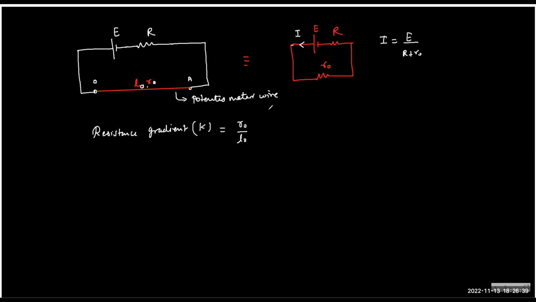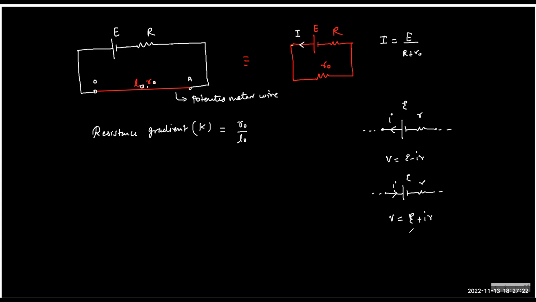Now, if you remember the real cell, with E as EMF and R as the internal resistance, there are two cases. Either it could be charging or it could be discharging, right? So in case of discharging, if current is like this, we know that the potential across will be E minus IR. And in case of charging, it will be E plus IR, right? Very good. So the potential across this could be either E plus IR or E minus IR.